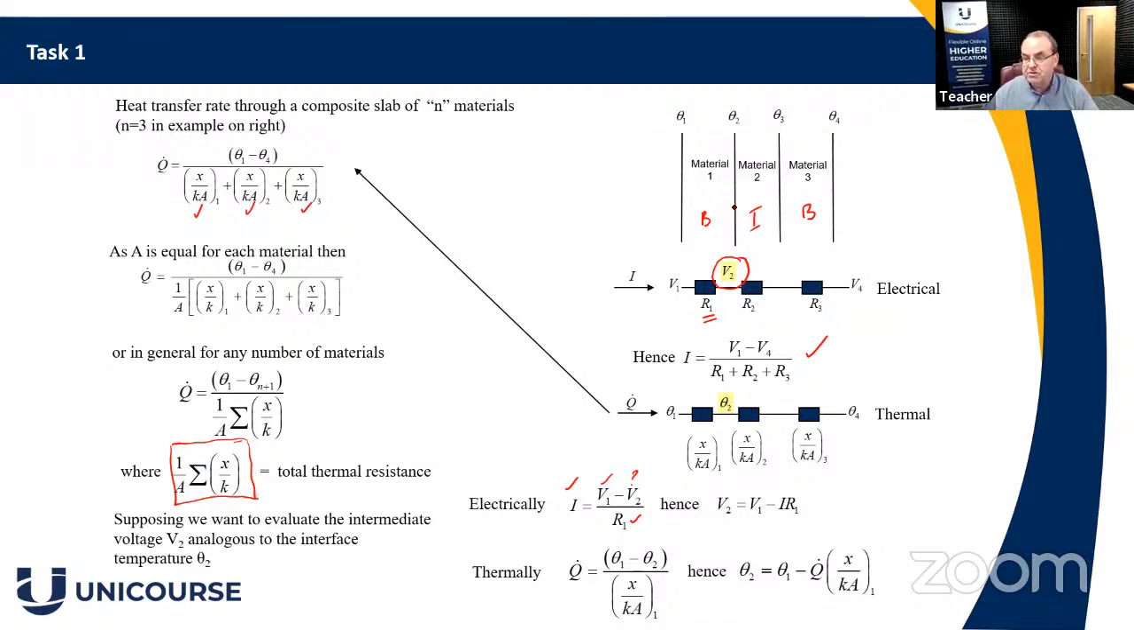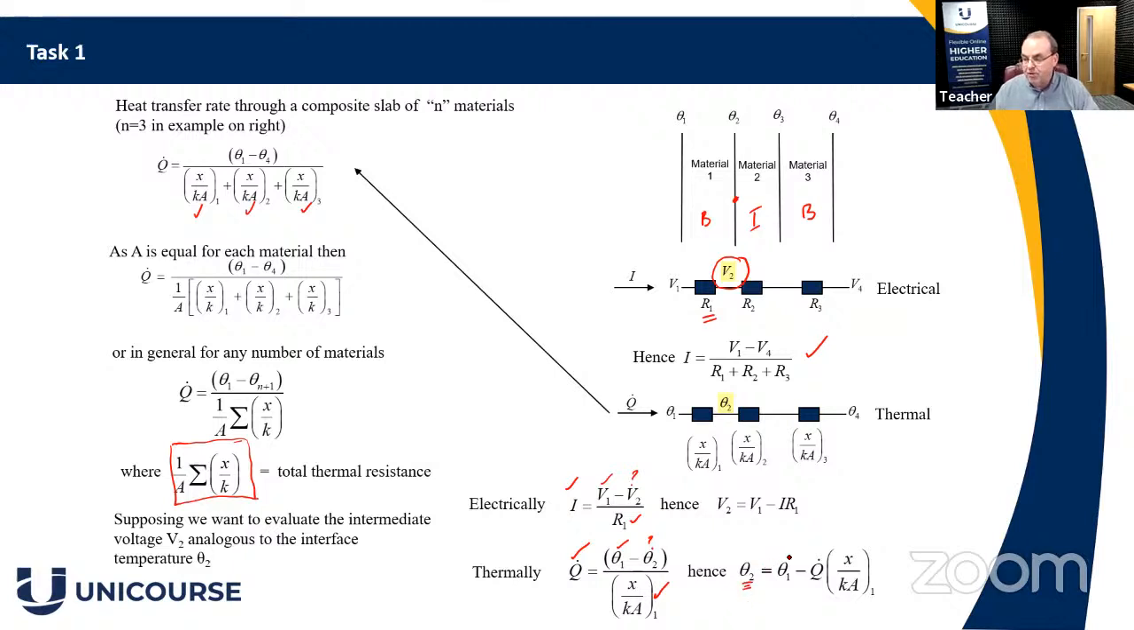So theta 2 in this case, we're finding the temperature at that interface. To do that, we simply say Q is equal to theta 1 minus theta 2, the temperature difference across material 1, divided by the thermal resistance of material 1, which is x over kA for material 1. From that, we have Q, the heat flow, we have theta 1, we don't have theta 2, and we have the thermal resistance. So that allows us to determine the interface temperature.